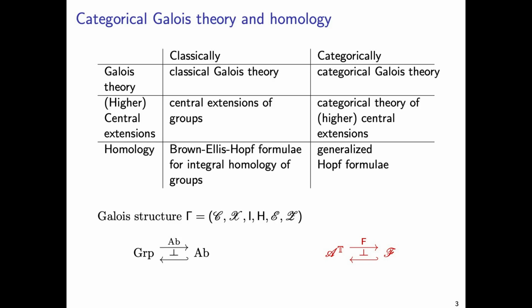So the key definition of categorical Galois theory is that of a Galois structure. I will explain that in more detail, but for the time being, think of it as the data of an adjunction between two categories C and X, with left adjoint I and right adjoint H, and two classes of morphisms E and Z which satisfy certain conditions. And then the abelianization functor from the category of groups to the category of abelian groups gives rise to the Galois structure which covers the theory of central extensions of groups. So in this talk, we will look at the Galois structure coming from the reflection of the functor category A^T into F.